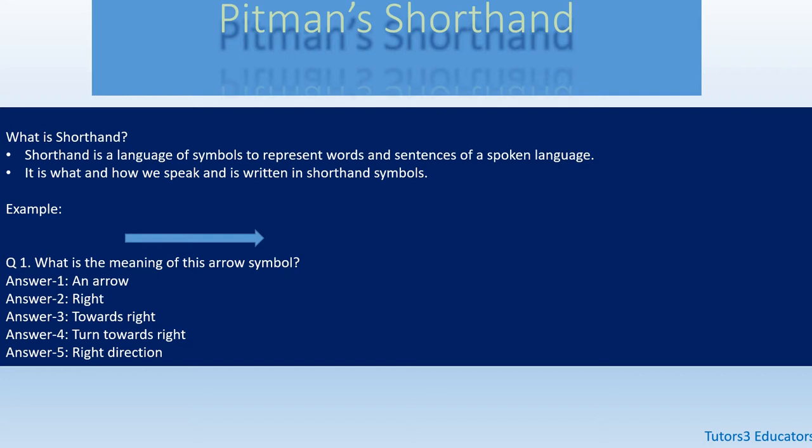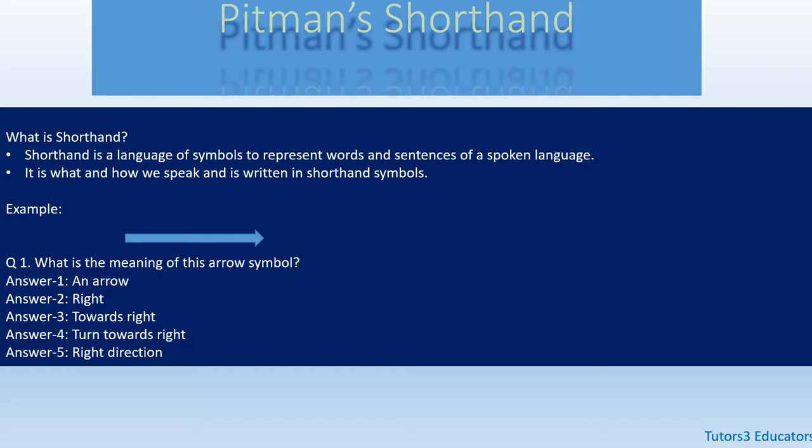So shorthand is also about what and how we speak, and it is written in shorthand symbols. What we speak and how we pronounce, how we speak, so what and how is represented in the symbol. Here is an example. For example, you have an arrow here. You see this arrow?